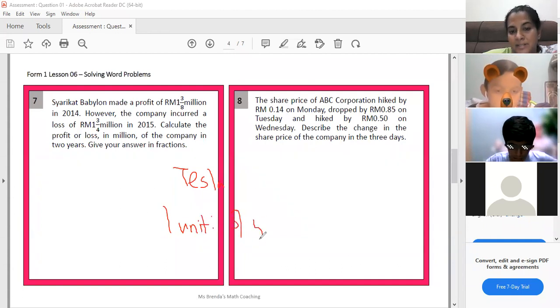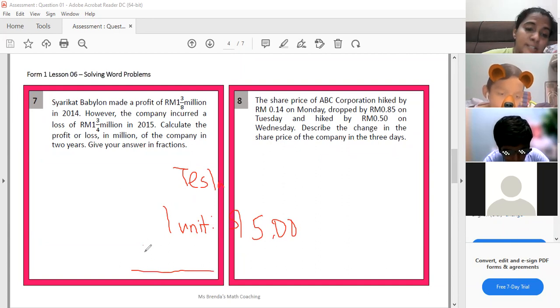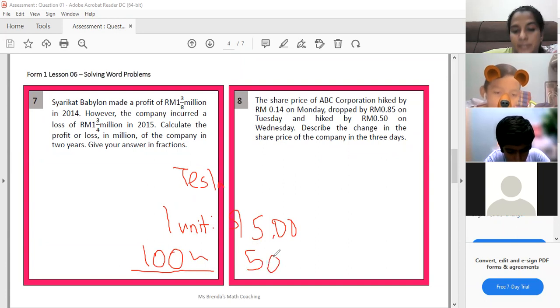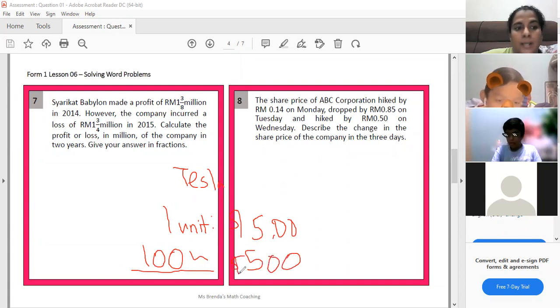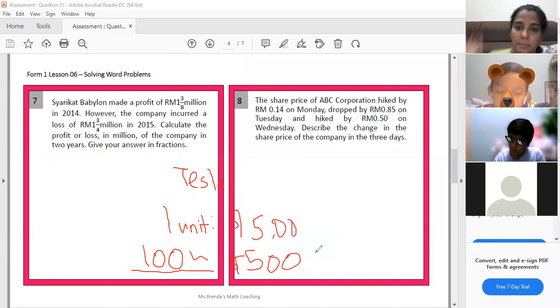Okay, maybe $5, or 30 cents or 50 cents. And you can buy however many units you want. Let's say you buy 100 units. And so you will pay 500. Okay. And then what happens after that? Do I just keep it?